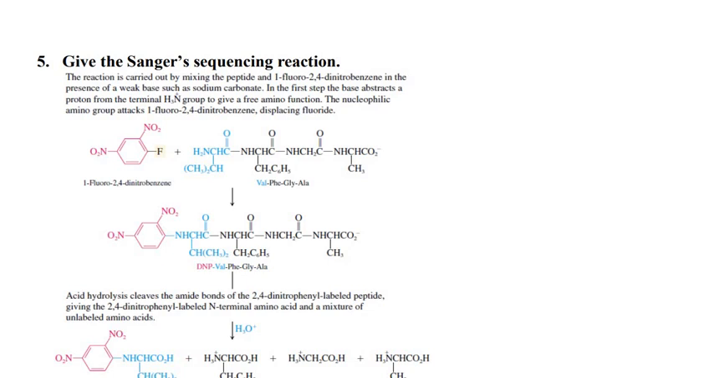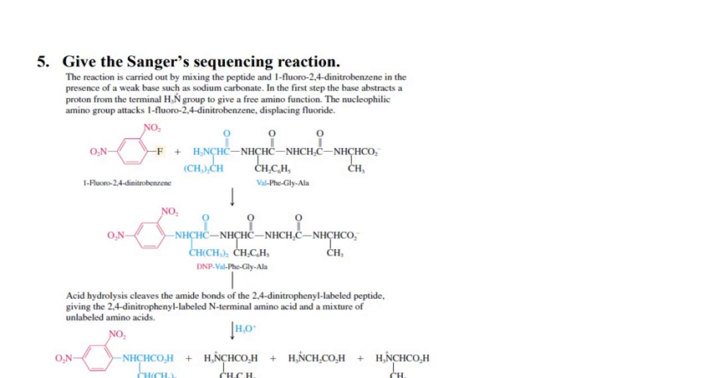Now the next question is, give the Sanger sequencing reactions. The reaction is carried out by mixing the peptide with 1-fluoro-2,4-dinitrobenzene in the presence of a weak base such as sodium carbonate. In the first step, the base abstracts a proton from the terminal amine group to give a free amino function.